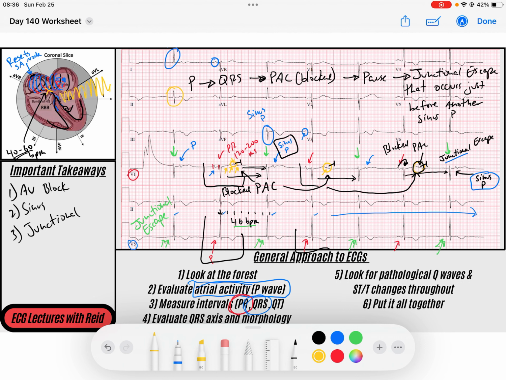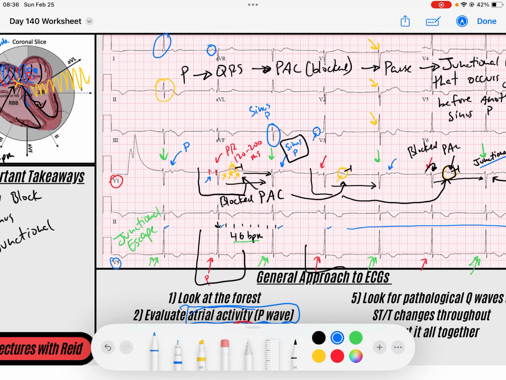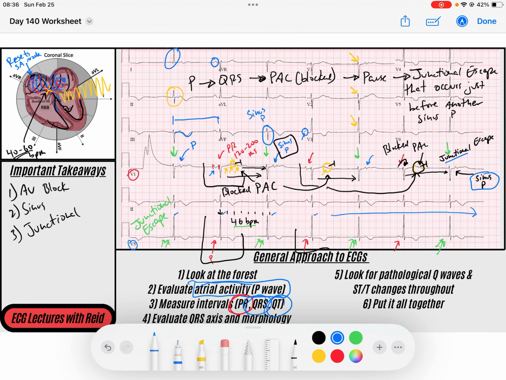I don't see any evidence of hypertrophy that could cause that. It's narrow, so there's no bundle branch blocks. I've got good R wave progression. If you look through the recording, good R wave progression. And then my QT interval is appropriate. It's rate related, right? So if you look in between these two beats, you can see that the QT is appropriate. And then I don't see any pathological Q waves. I don't see any ST or T wave changes that make me think of ischemia or infarction.